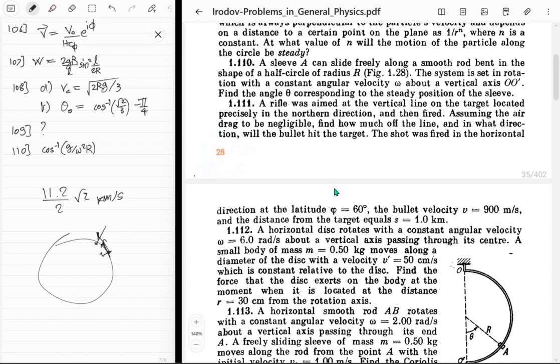The vertical line on the target, of course, located precisely in the northern direction, and then fired. So this makes no sense at all. This is really very poor. This question is just so poorly written.